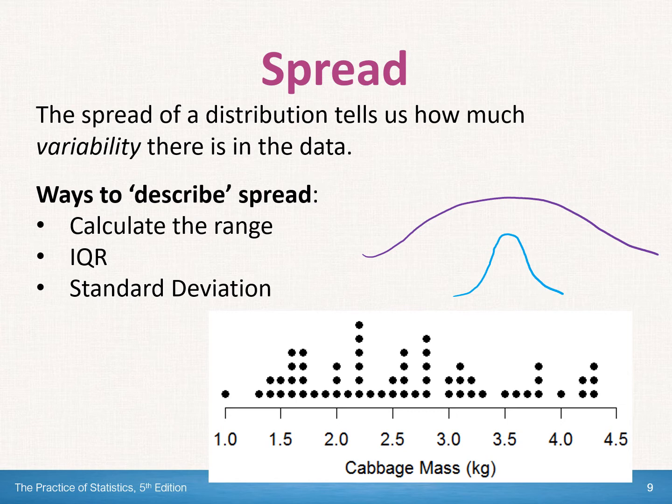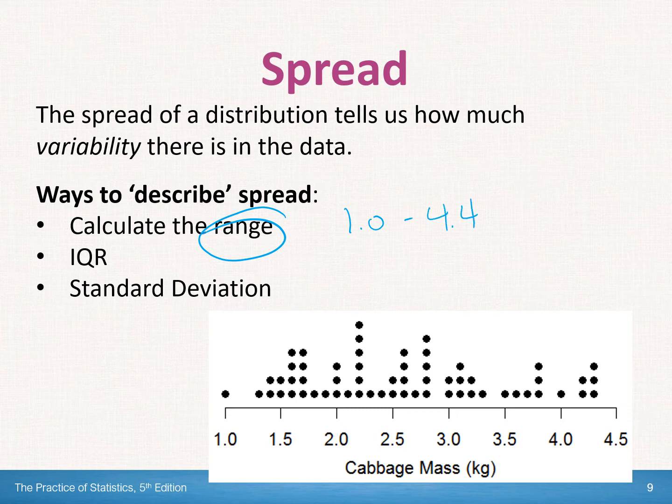The most basic version of spread that you will be familiar with already is the range. You could specify, for example, in this distribution, values go from 1 to roughly 4.4. We'll get into what these other measures of spread are in a future section.